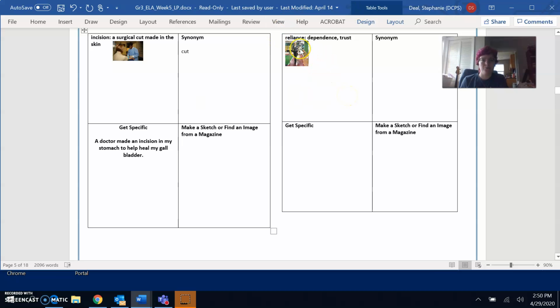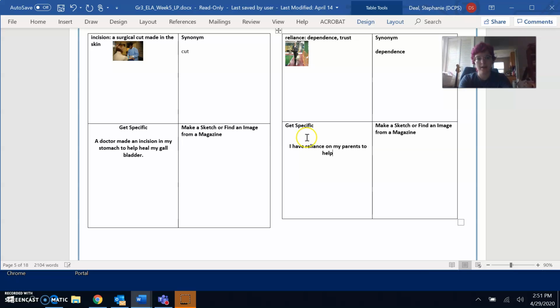Our last word is reliance, which means dependence or trust. So in this picture, there is a person walking their dog. The dog has reliance on their owner to take care of them and walk them and feed them. So my synonym for the word reliance will be dependence, because that means that you rely or depend on someone else for something. So my example, I have reliance on my parents to help me when I am in trouble.